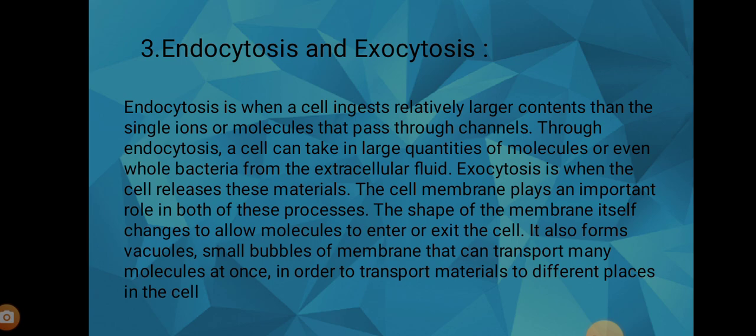The cell membrane plays an important role in both of these processes. The shape of the membrane itself changes to allow the molecules to enter and exit the cell. It also forms vacuoles, small bubbles of the membrane that can transport many molecules at once in order to transport materials to different places in the cell.